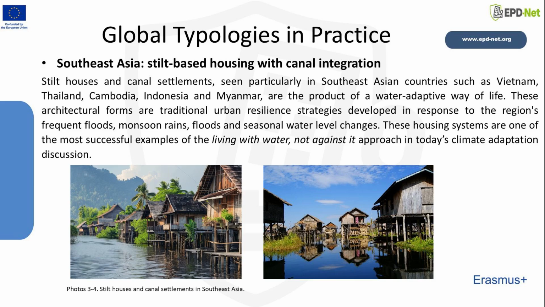This is an urban resilience approach developed in response to floods, monsoon rains and tidal changes commonly seen in Southeast Asian countries such as Vietnam, Thailand, Cambodia, Indonesia and Myanmar. The stilt houses and canal settlements seen in these regions are the product of a water-adaptive living culture. Homes are built above ground level to protect against rising water levels, and canals are integrated into the urban fabric not only for transportation but also for effective drainage and managing excess water.